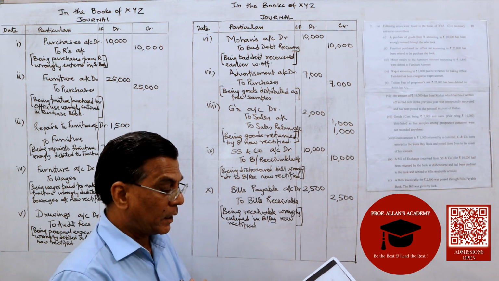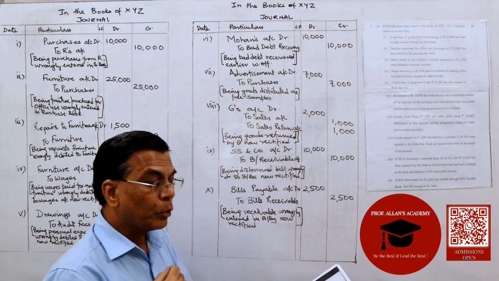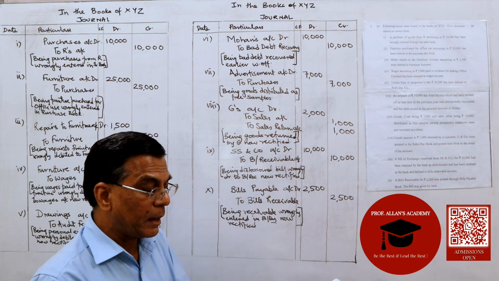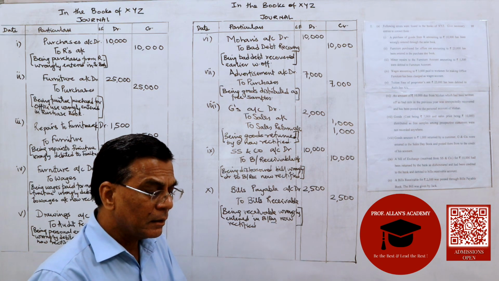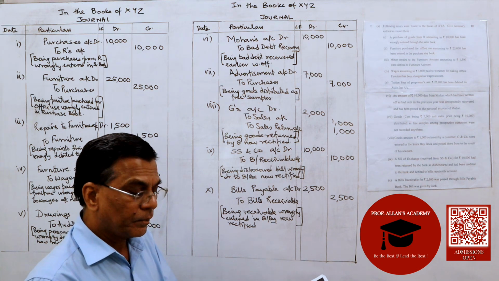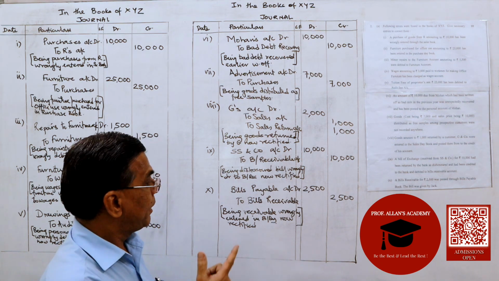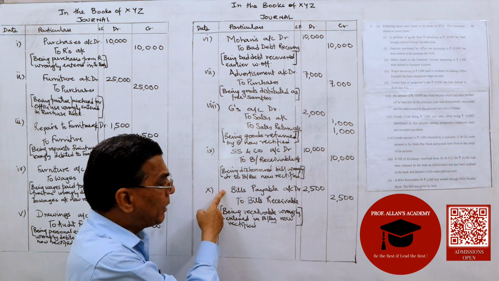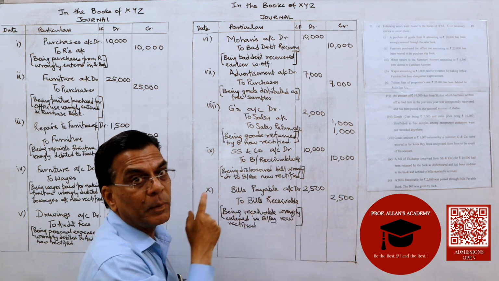And coming to the 10th one, a bills receivable for rupees 2,500 was passed through the bills payable book. See, a bills receivable passed through the bills payable book. Again, it is wrong. Therefore, the rectification for it would be bills payable account debit to bills receivable account.